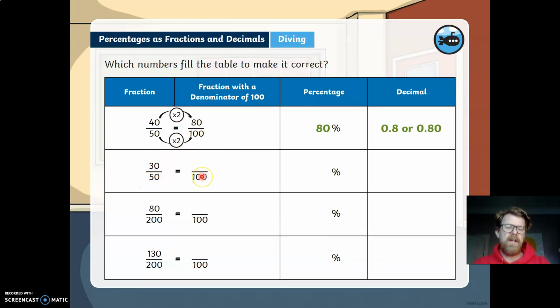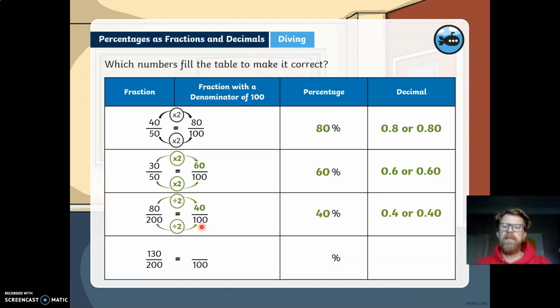The same for this one. We multiplied the 50 to get to 100. So the 30, we multiply by 2 to get 60. Whatever we do to the top, we need to do to the bottom. 60%, 0.6. This one, that would have foxed a few of you. 80 over 200. So we don't multiply this time, we have to divide it to get to 100, which is 40 over 100, 40%, or 0.4. Finally, again, quite a tricky one, 130 over 200 means we're going to have to half it, divided by 2, half of 130, 65, 65%, or 0.65.